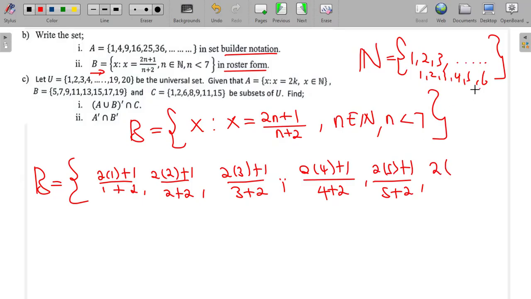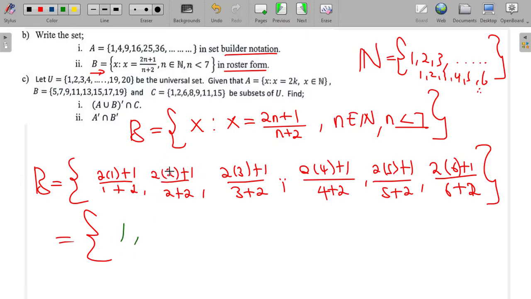When n is 6, since n is less than 7 here, it will be 6 plus 1 over 6 plus 2. Okay, so we just have to simplify whatever we've been given there. So this one will be 2 plus 1, which is 3, over 1 plus 1, which is 3. So this is 3 divided by 3, so I just get 1, comma.